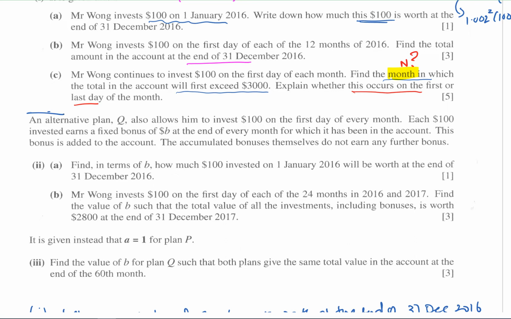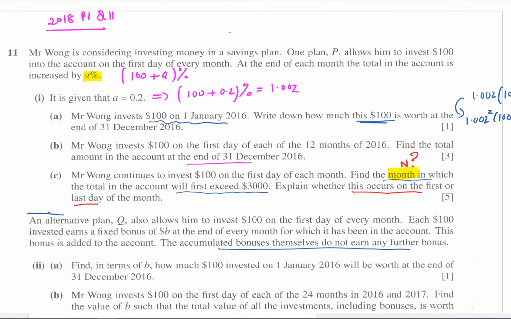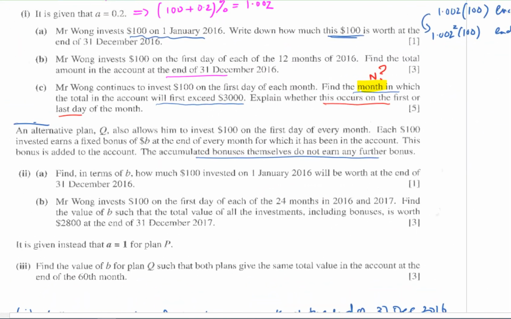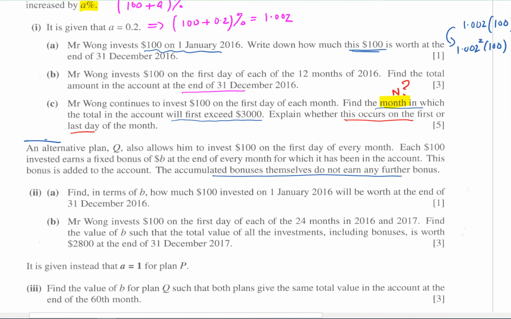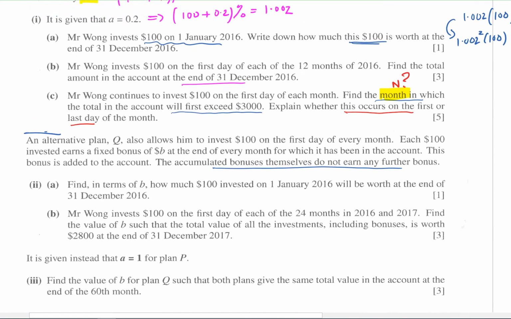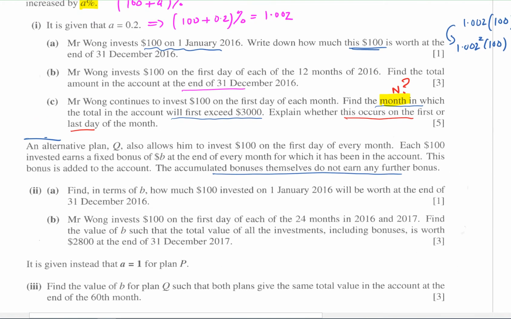Let's continue. Now, this bonus is added to the account. The accumulated bonus themselves do not earn any further bonus. So, unlike the previous plan P, the interest doesn't receive any bonus. Now, the way it looks, whenever you keep on adding a fixed amount or keep on subtracting a fixed amount, it is unlike percentages. It's more inclined towards an arithmetic progression.